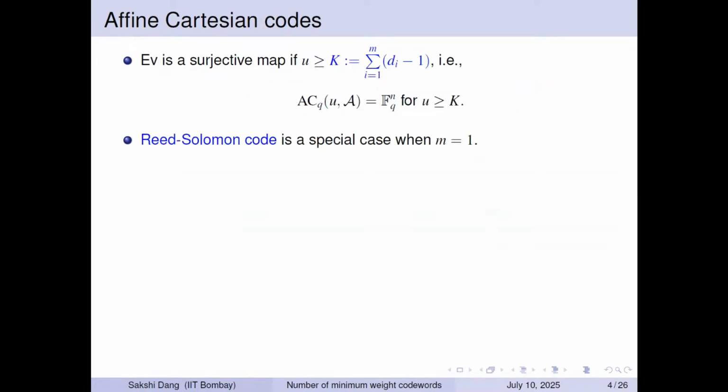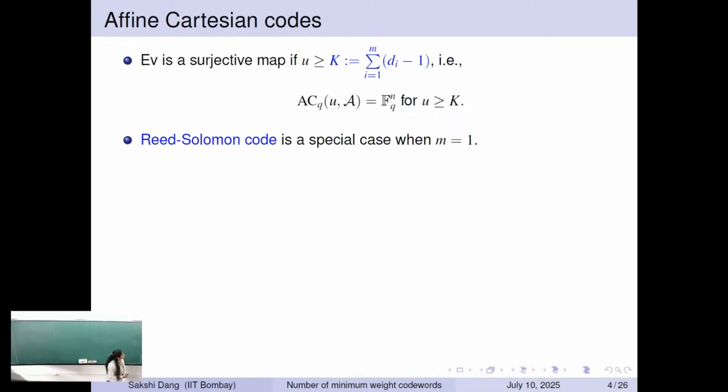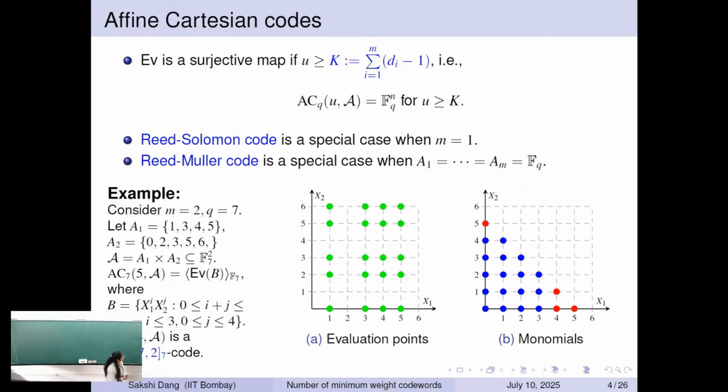And when we take the integer k to be the summation from i equals 1 to m of di minus 1, that is the maximum possible dimension this code can have, we attain the full space, and therefore the only cases of interest are values of u between 1 and k. A Reed-Solomon code is a special case when we are dealing with affine Cartesian codes in one variable, and Reed-Muller codes are obtained when we take each of the subsets A1 to Am to be the full space Fq.